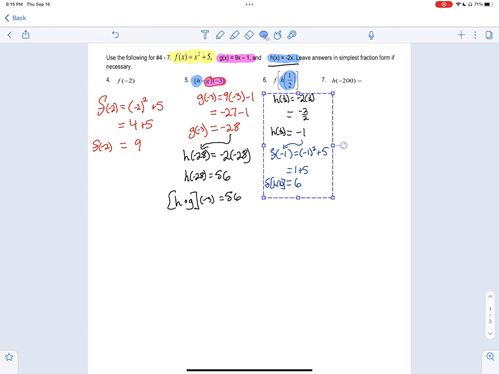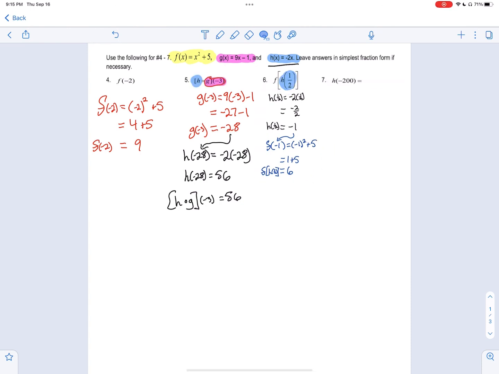I'm going to trim that down really quick just so I have enough workspace. And what's last for me is to find h of negative 200. So I'm just using the function h of x, and I'm plugging negative 200 in. And so I would write that negative 2 times x, but replace negative 200 in place of x. And negative 2 times negative 200 will yield a positive product. And that positive product is going to be the product of 2 and 200, which yields 400. So h of negative 200 equals 400.